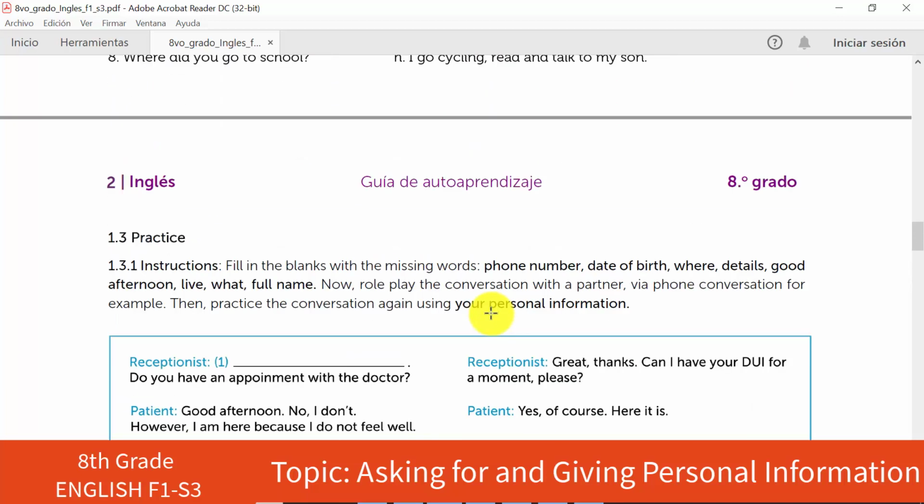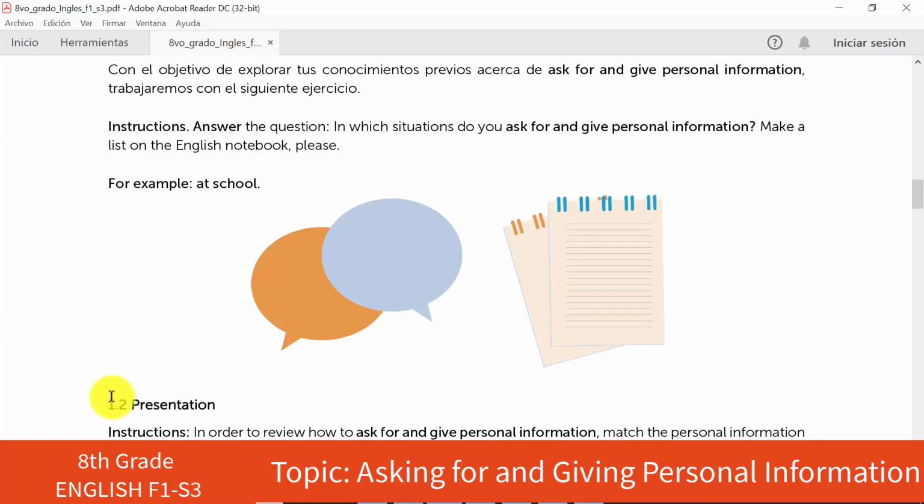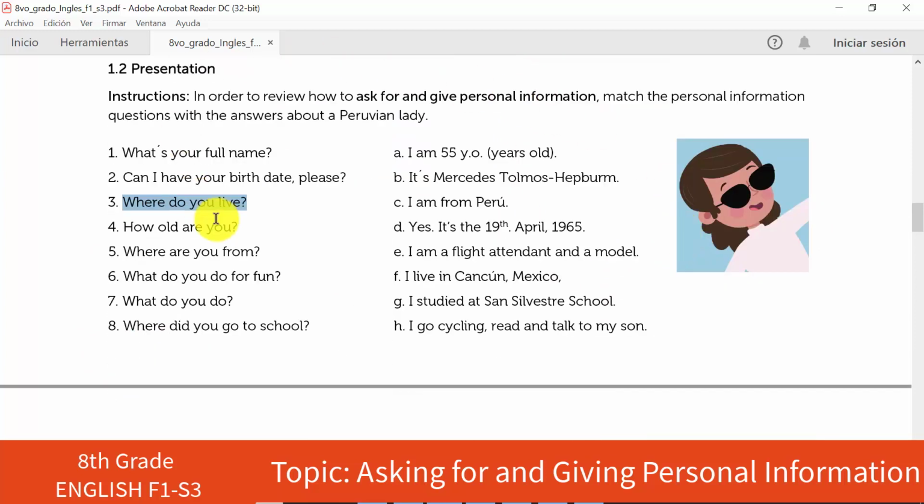Well, once again, let's make a review. Hagamos una review. In the activation part, hacemos una lista de situations where you ask for and give personal information. In presentation part, aprendemos el vocabulario. How to ask for personal information and how to give personal information. Cómo preguntar información personal y cómo darla.